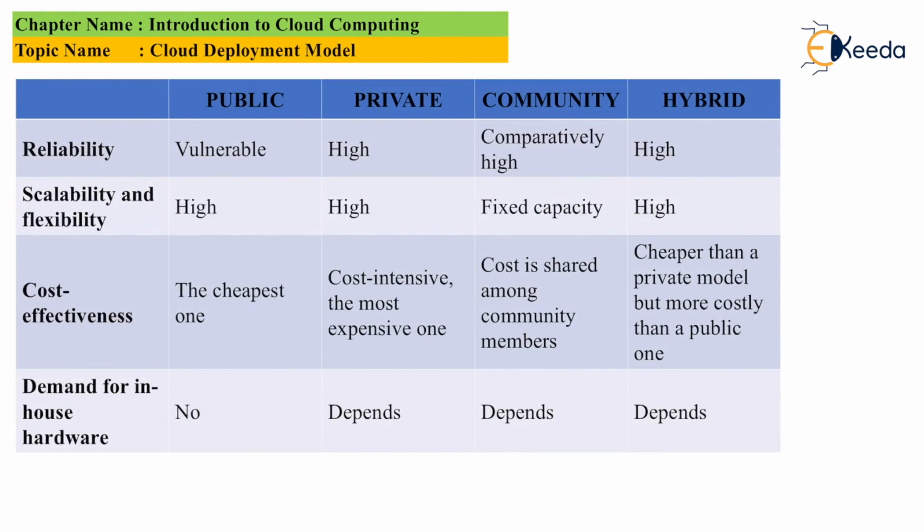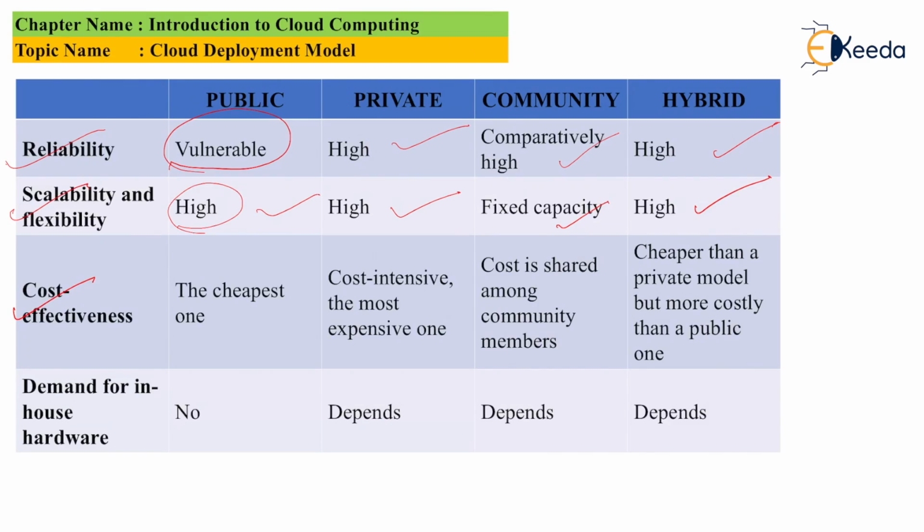The next point is reliability. In public cloud, reliability is vulnerable. In private cloud, it is high. Community cloud, comparatively high, and hybrid cloud also gives us high reliability. Then comes scalability and flexibility. For public cloud, the scalability and flexibility is high. Private cloud also provides high scalability and flexibility. Community cloud has a fixed capacity for scalability and flexibility. And hybrid cloud also provides high scalability and flexibility.